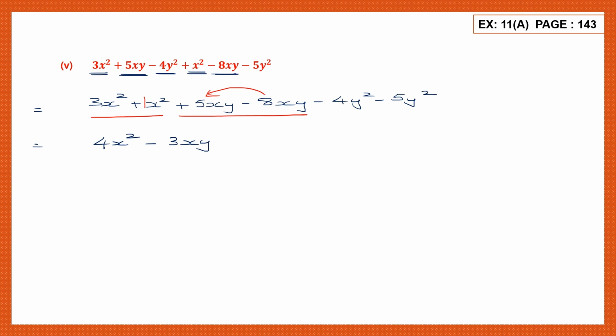Let's go to the last one. This is minus 4y squared minus 5y squared. So look at the signs. Signs are the same. So we put the same sign, and we add up both these numbers. 4 plus 5 is 9 and we write y squared. So we have a final answer, 4x squared minus 3xy minus 9y squared.